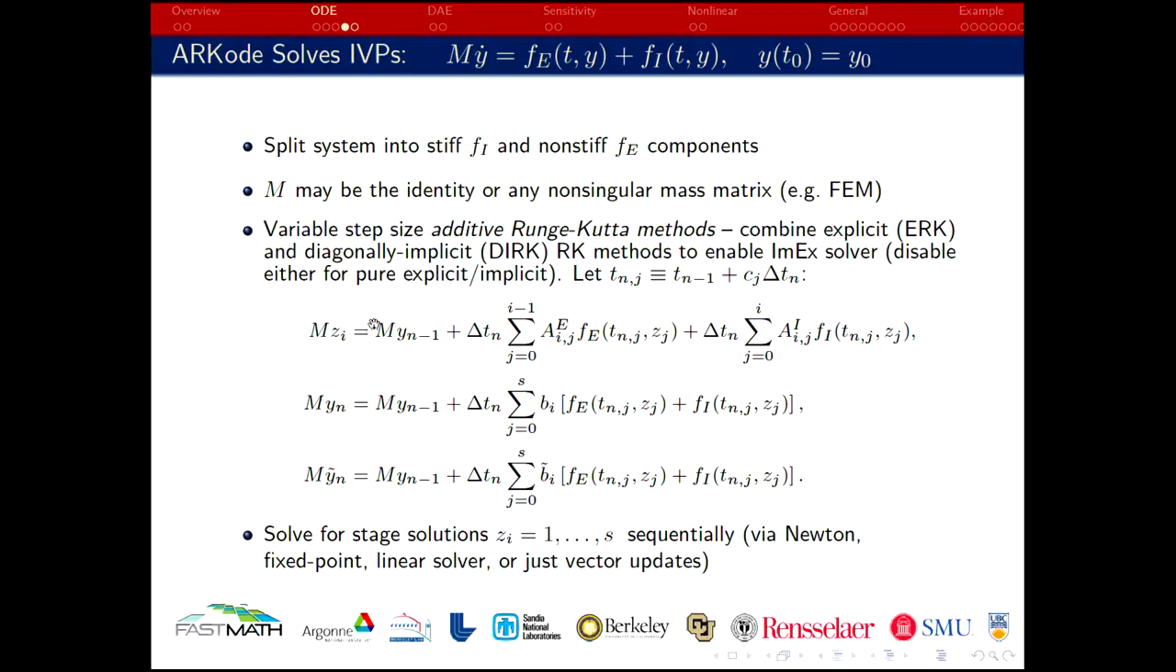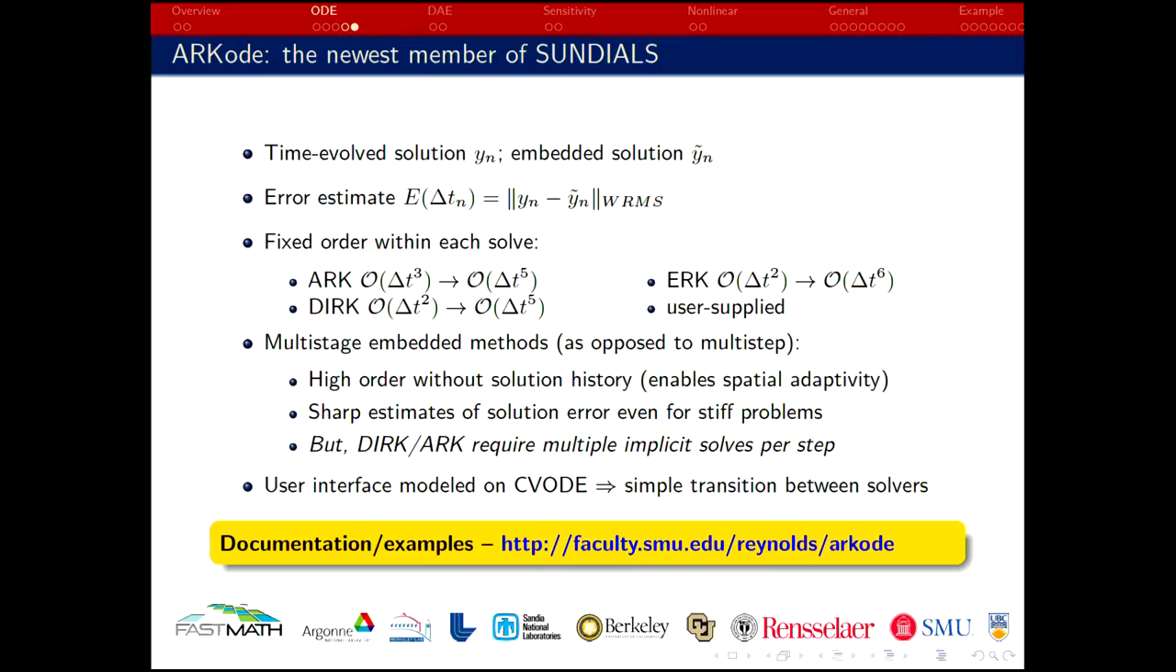And so in solving for each stage, Zi, we're going to have explicit physics, which we don't have to incorporate in the nonlinear solver, and of course implicit physics that we do have to incorporate in the nonlinear solver. We solve each of these nonlinear equations, and when we're done, we can glue together our solution yn for the time step and this thing called the embedding, this embedded solution yn tilde. And of course, in solving these nonlinear problems, we can use Newton methods, fixed point iterations, things like that. Like CVODE, we're going to estimate our error as the difference between the solution and the embedding, as opposed to the difference between an explicit predictor and an implicit corrector, and that'll have a nice effect a little bit later.